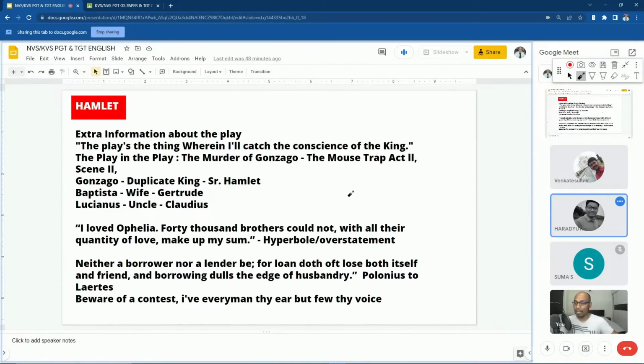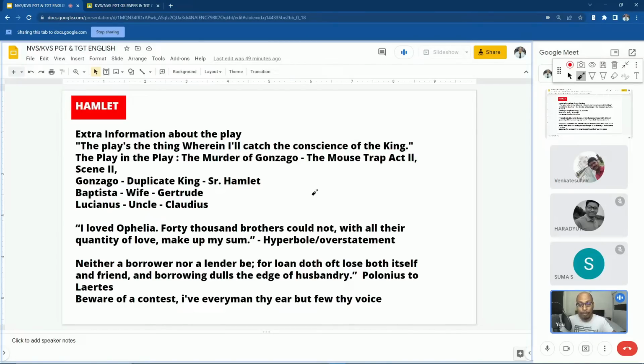Alright. Now, there are few statements given by some people in the story which are very important in examination point of view. He says, "I love Ophelia; forty thousand brothers could not, with all their quantity of love, make up my sum." So when Hamlet was criticized that he was not in love with Ophelia, he says that 40,000 brothers could not match his love. That means even if Ophelia had 40,000 brothers like Laertes, my love is superior. And this is actually a hyperbole or overstatement used by Shakespeare to express how much Hamlet really loves Ophelia.